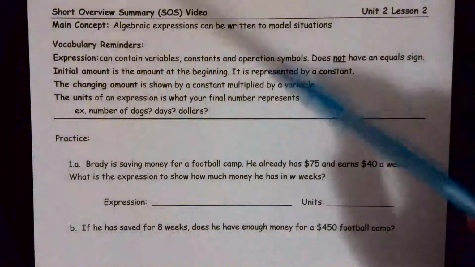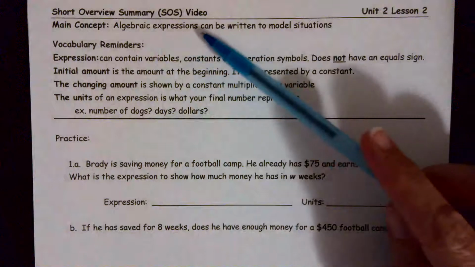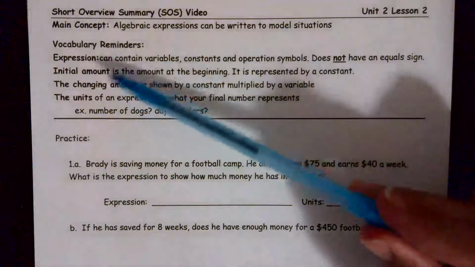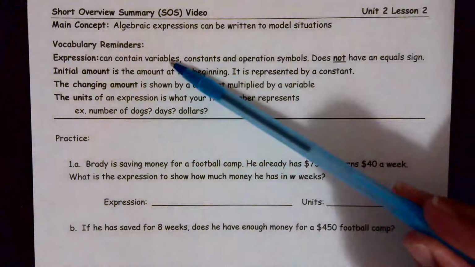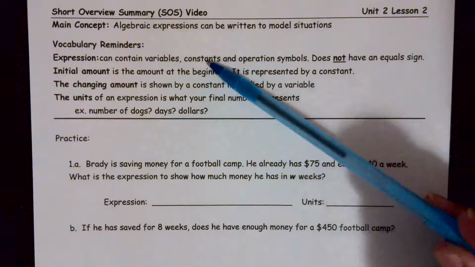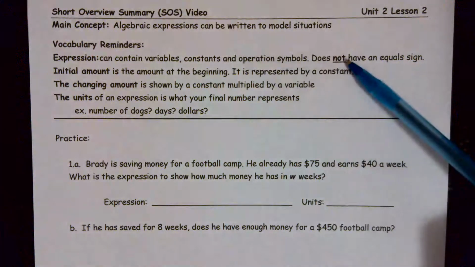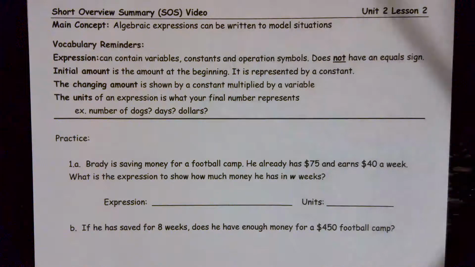This SOS video is showing how algebraic expressions can be written to model situations. So reminder, an expression can contain variables, the letters, constants, numbers by themselves, and operation symbols. An expression does not have an equal sign. If it does, that's called an equation.